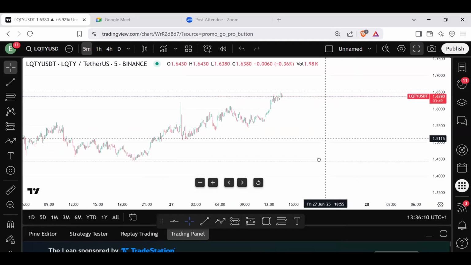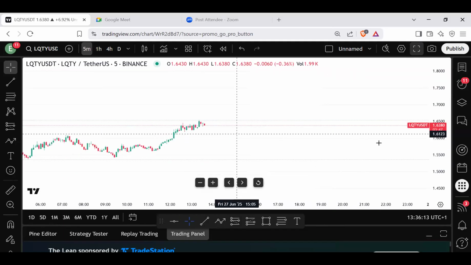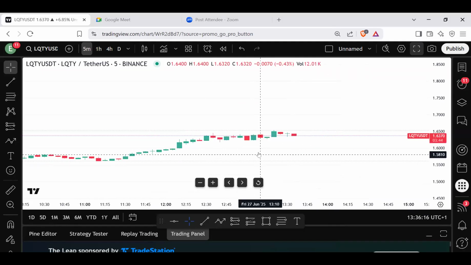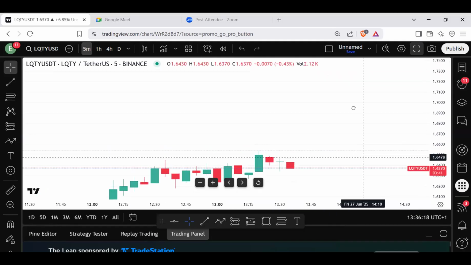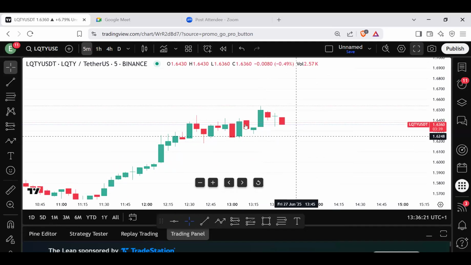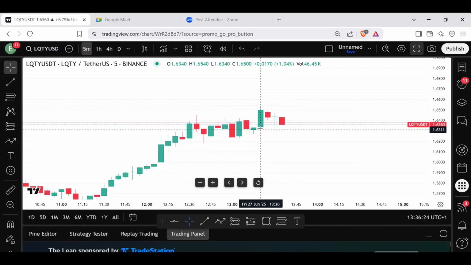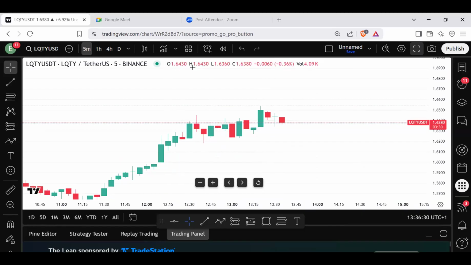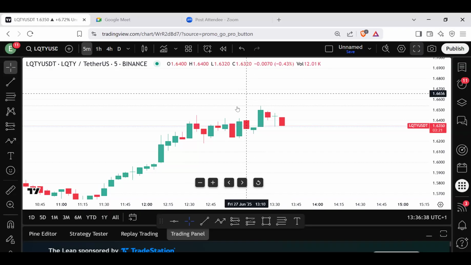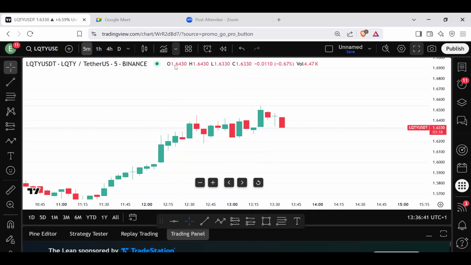You can see when I place my cursor on a candle, if you look up here, you will see O, H, L, C. So what does O mean, opening? H means high, L means the lowest point on the candle, and C is the closing price. Close of the candle.